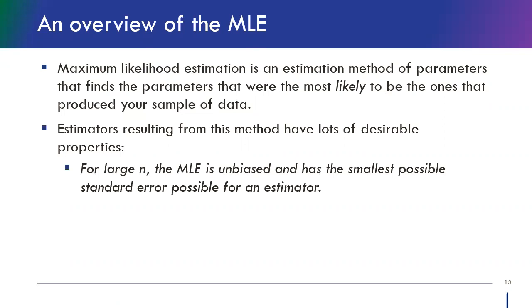Okay. So once we got our estimator, I should say this: MLE has many nice properties. That's why we like it. For large N, the MLE is unbiased and has the smallest possible standard error for an estimator. So MLE is unbiased and has the smallest standard error.